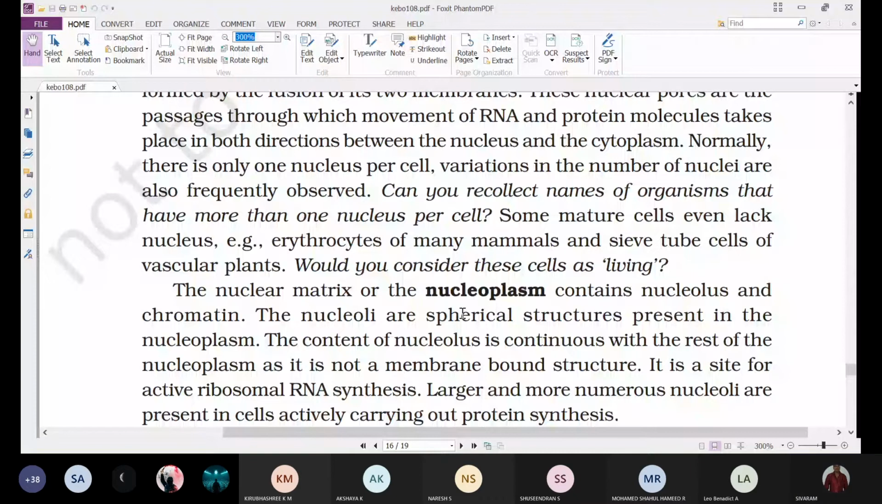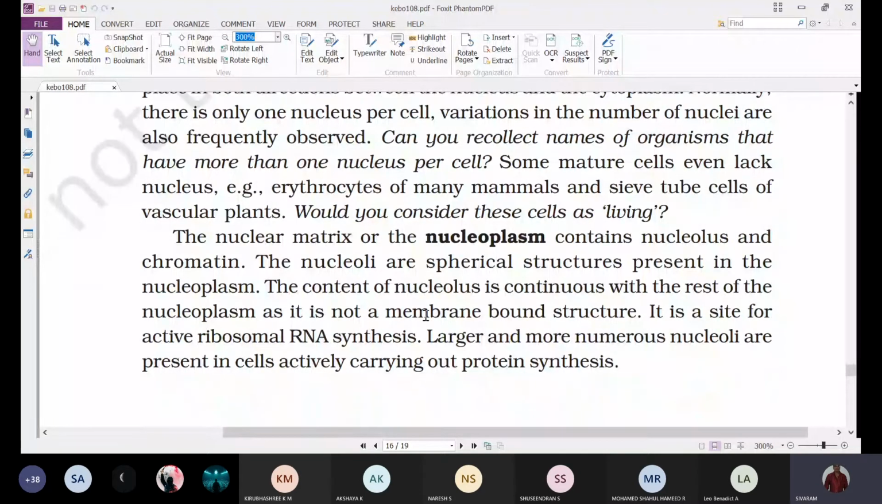Next, coming to the components that are present inside the nucleus: the nuclear matrix, or the nucleoplasm. The nuclear matrix is also called nucleoplasm, and it contains nucleolus and chromatin material. And the nucleoli are spherical structures.